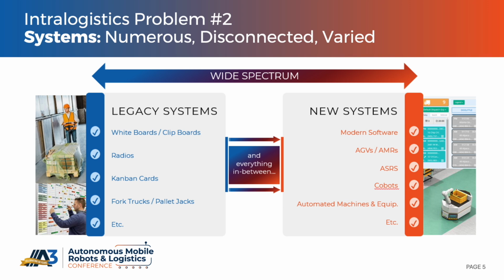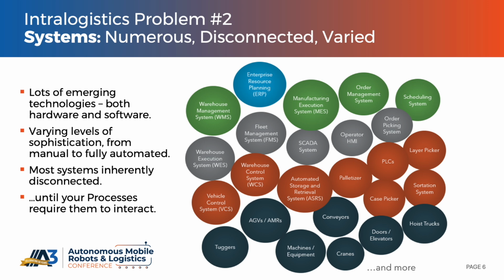And if we take a look at systems in a slightly different way, if you plop all your systems down on a pane of glass, give them names, and start to talk about the patterns that exist between them, it's a little bit chaotic. There's lots of, as we said, emerging technologies here. There's a mixture of manual systems, automated systems. Most of these systems are inherently disconnected, but they can't be that way if we're going to automate everything.